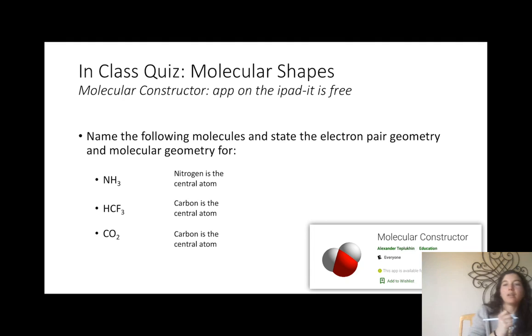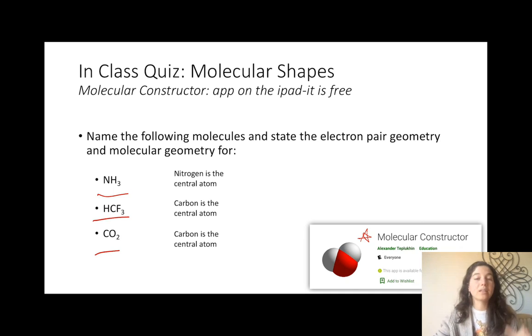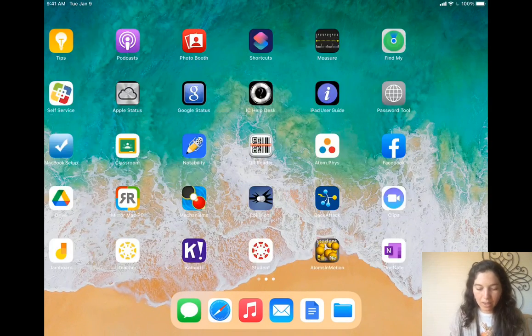This is going to be your opportunity to do this. So I would encourage you to download this Molecular Constructor app. It's going to let you actually model these atoms that are here. So I'm going to walk you through how to do that. This is a free app, so you can download this on your iPad. Let me show you where it is on mine.